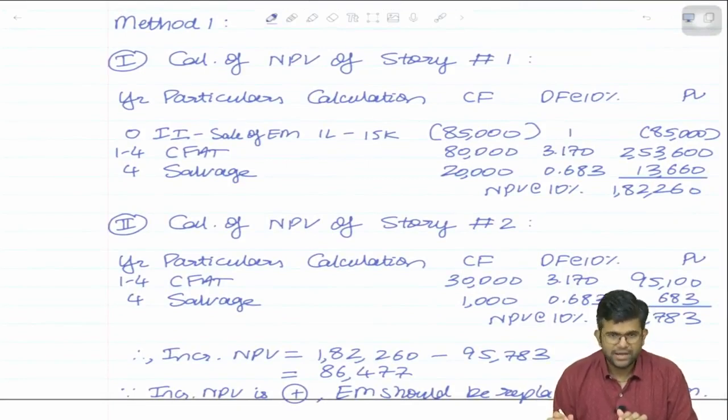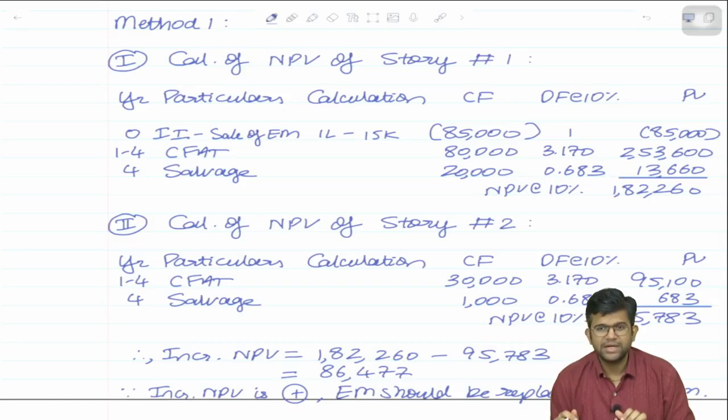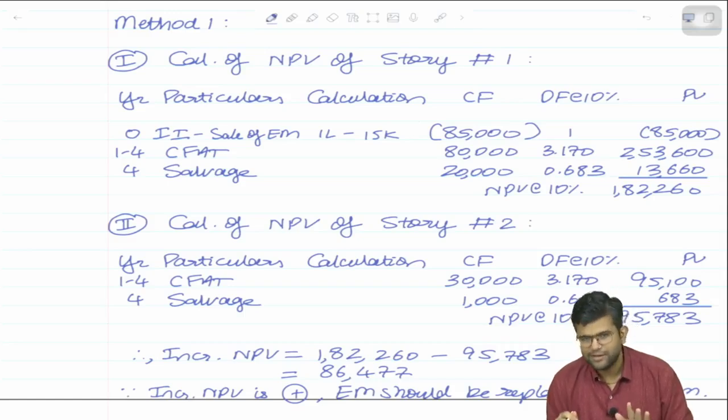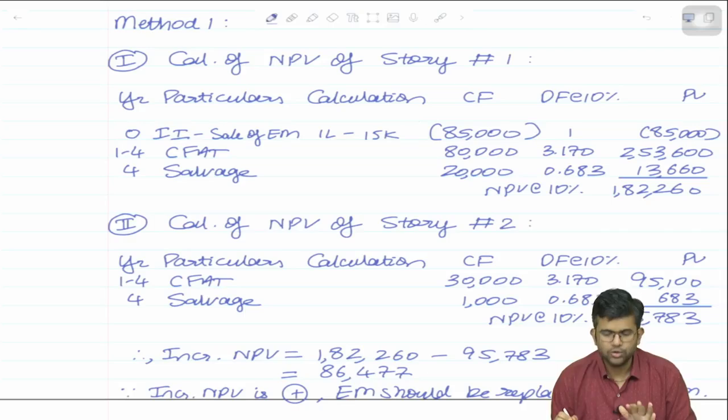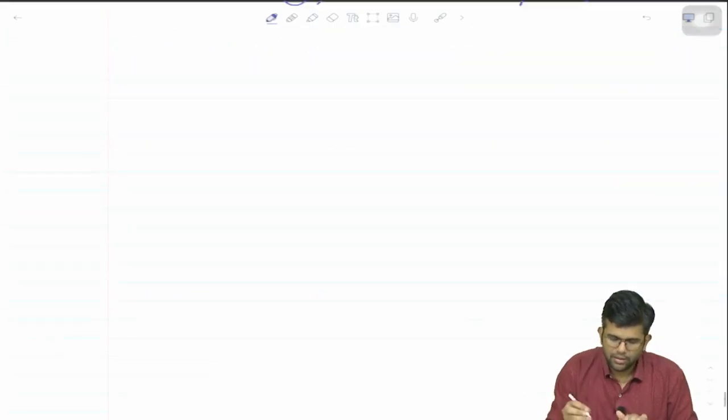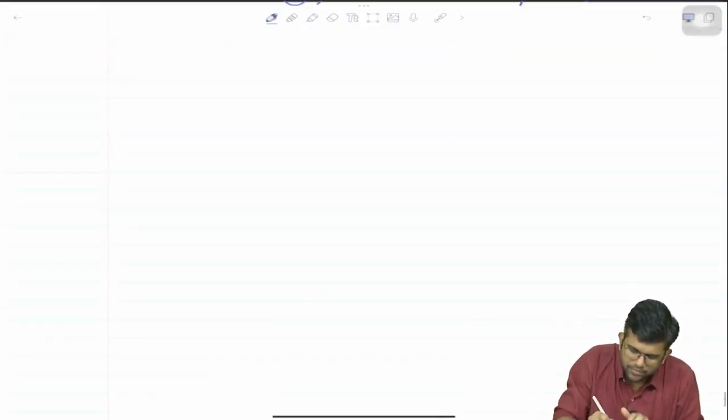But in Inter CA, we don't present it like this, and in Final also we will not be presenting like this. This is a long-cut presentation. This is a presentation to give clarity. Now how do we actually present? I'll show you how I do it. Okay, method 2. So listen carefully. Method 2.